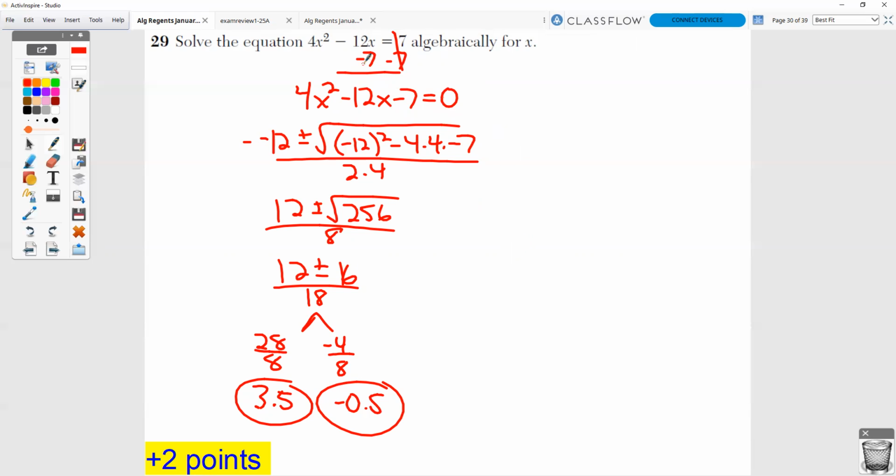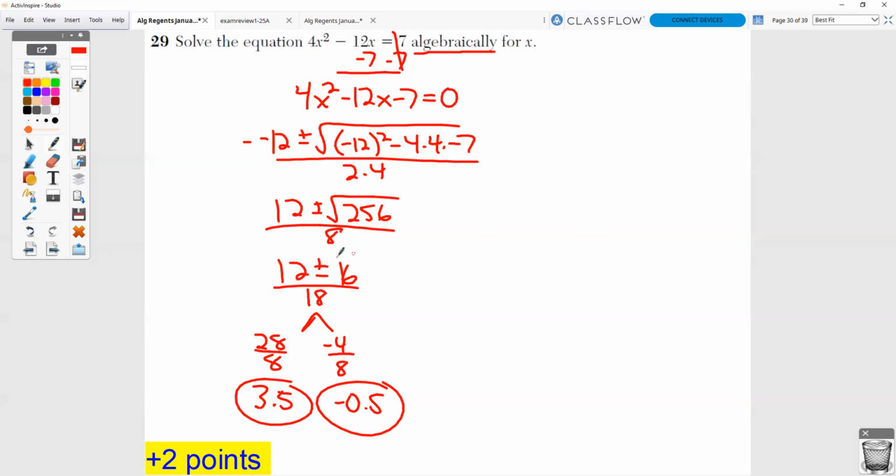So I would do -7 and -7 first to get it set equal to 0. Now you could check your answer by doing it graphically and look at the zeros or x-intercepts, but this one specifically says solve it algebraically. I wouldn't do reverse FOIL on this one. I wouldn't factor the trinomial. I don't like doing completing the square. I would use the quadratic formula.